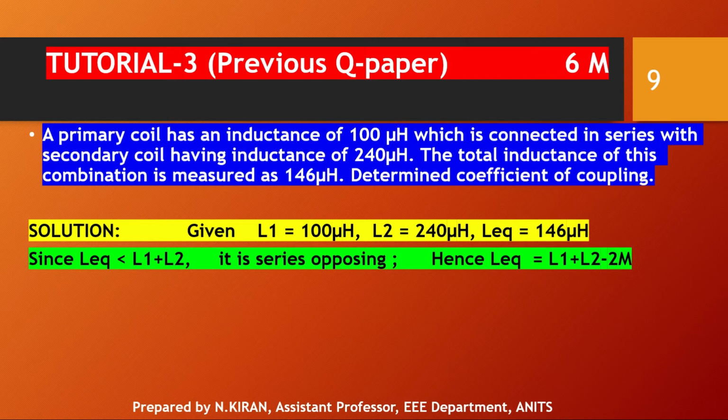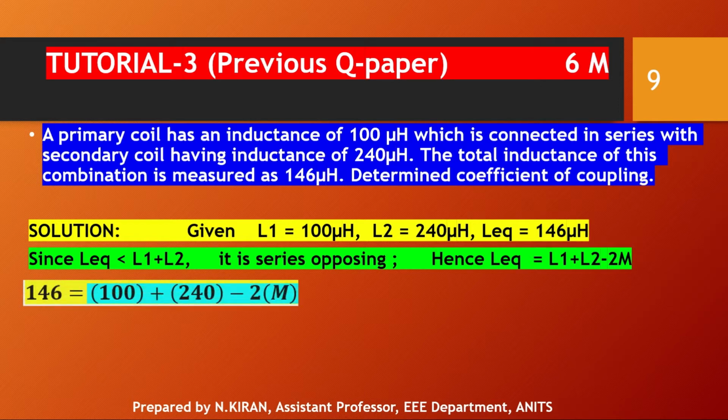when the total equivalent inductance is greater than the sum of individual inductances L1 plus L2, then it is series aiding. Therefore, we consider the formula L equivalent = L1 + L2 + 2M. But if L equivalent is less than the sum of individual inductances L1 plus L2, then it is series opposing. We consider the formula L equivalent = L1 + L2 - 2M. In this case, the total equivalent inductance is less than the sum of individual inductances. Hence, it is series opposing.